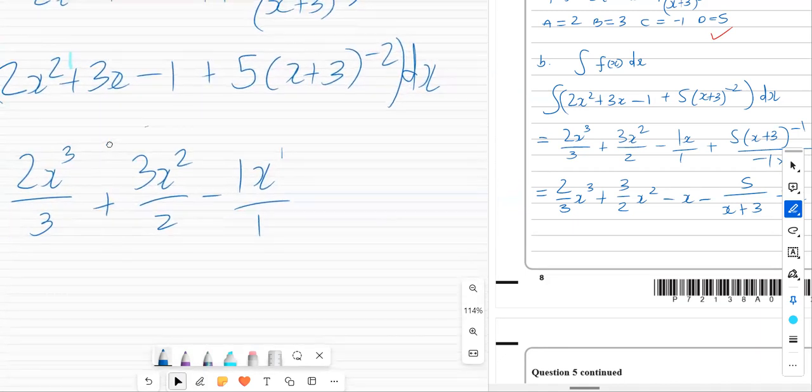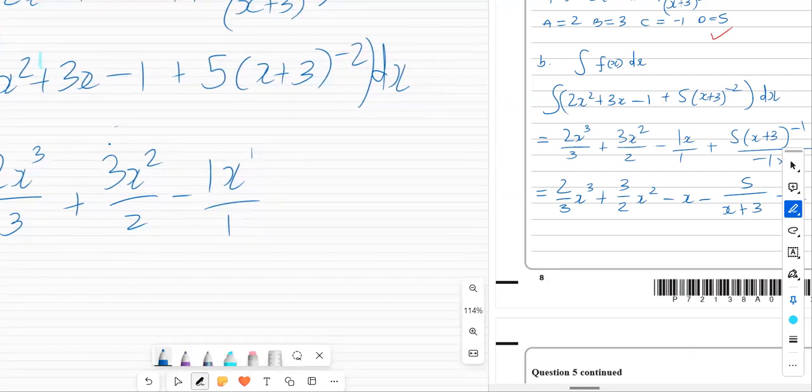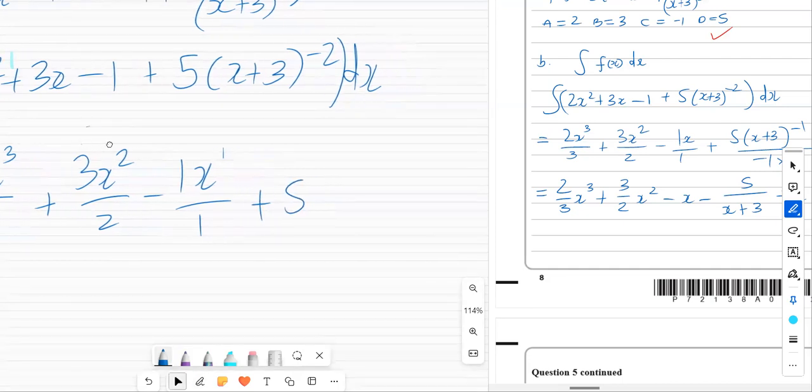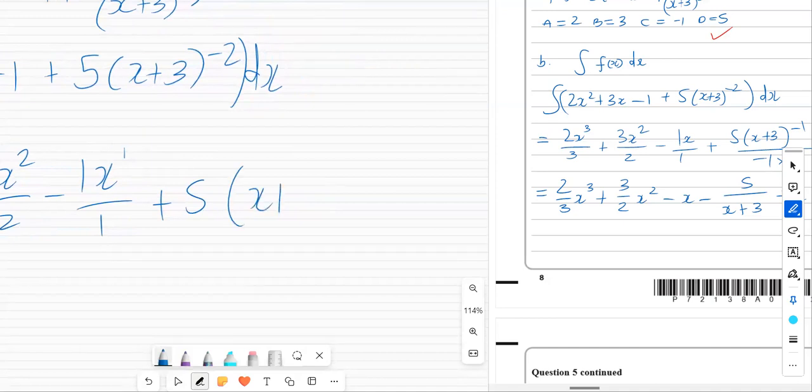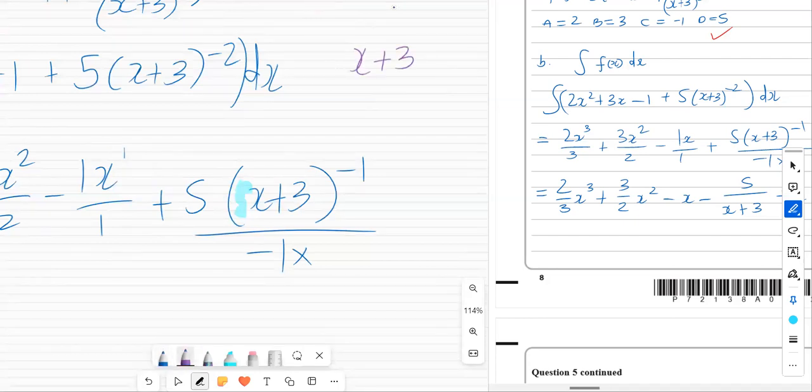This last one has to use the chain rule. So the 5, you add 1 to the negative 2. So it'll be plus 5 times x plus 3. Negative 2 plus 1 gives you negative 1. Divide by the new power, negative 1. And you times by the first derivative of the function inside the bracket. So just to clarify that, the first derivative of this would be 1. Okay. So just to see what's going on there.